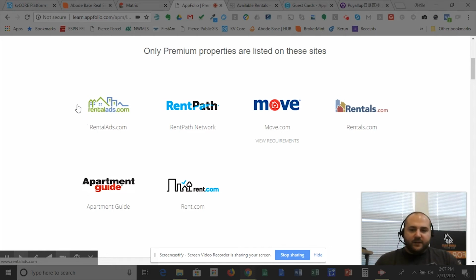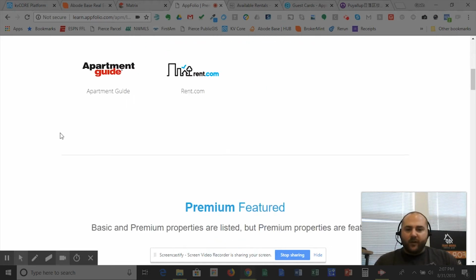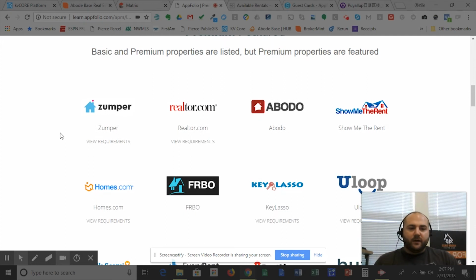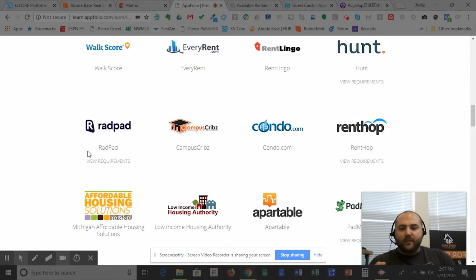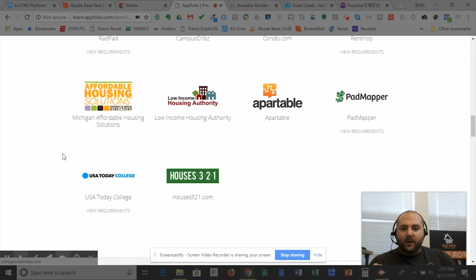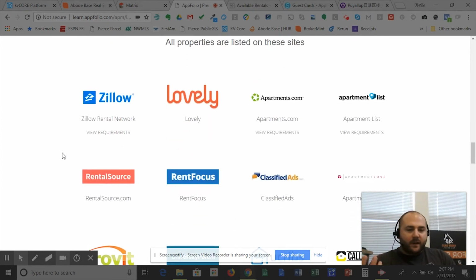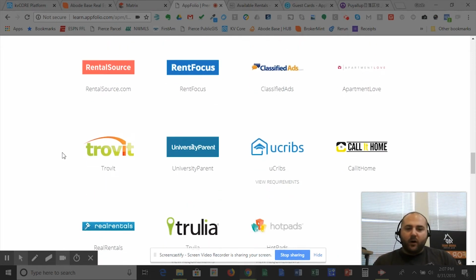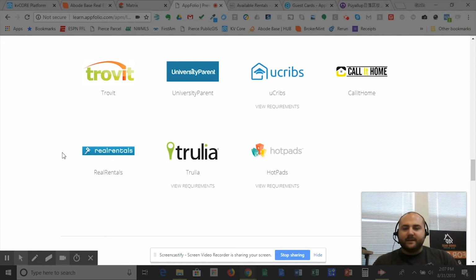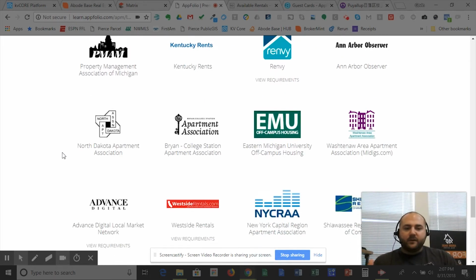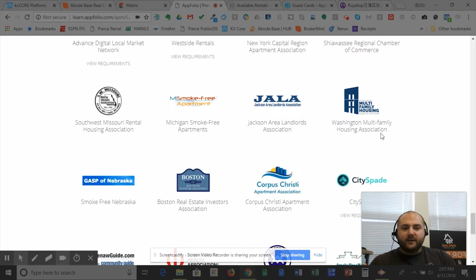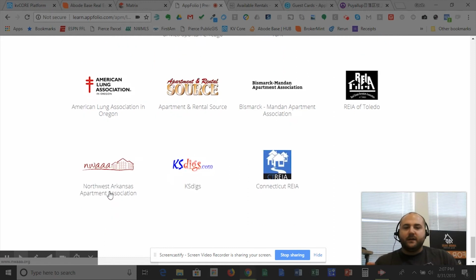And it's a lot of places you've heard of: rentalads.com, move.com, rentals.com, realtor.com, uloop, homes.com, WalkScore, RentHop is a popular one, PadMapper is a popular one, kind of the standard portals: Zillow, Lovely, Trulia, apartments.com, HotPads, etc. Then regionally, some partners that we participate in are like the Washington Area Apartment Association, and there's a Washington Multifamily Housing Association, etc.